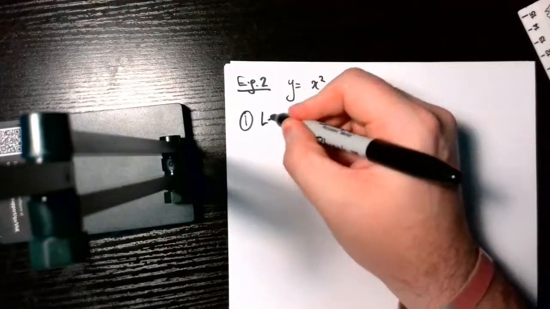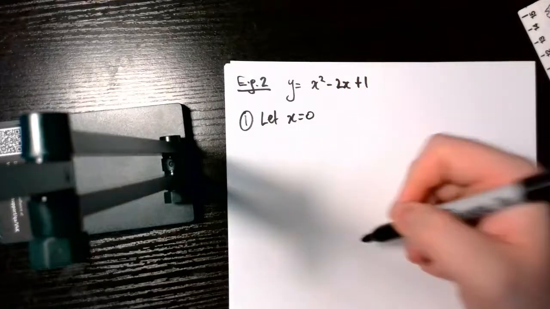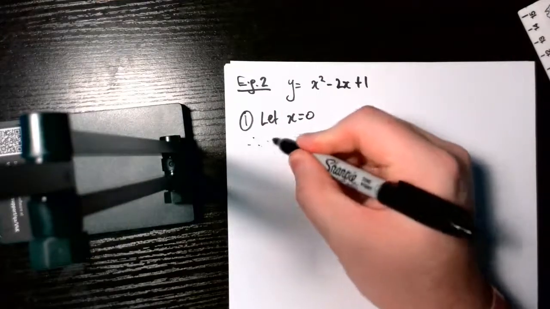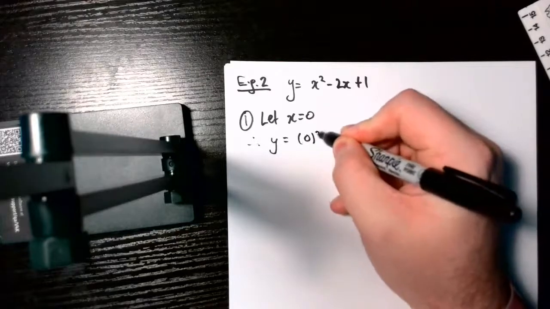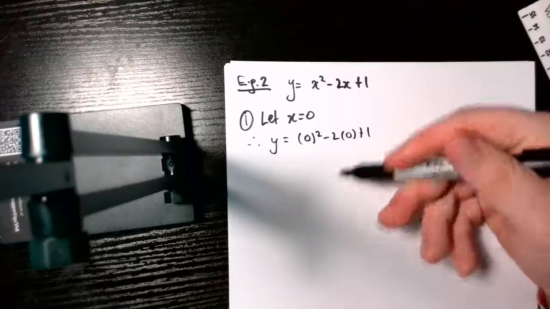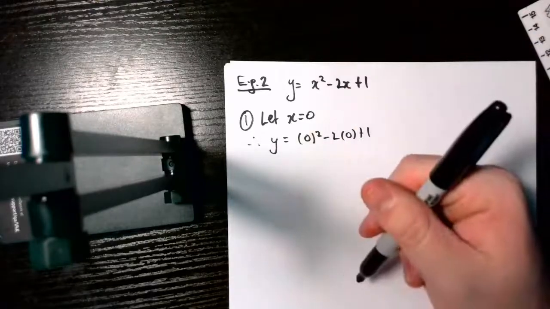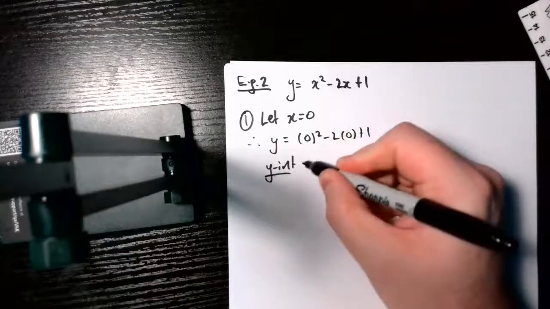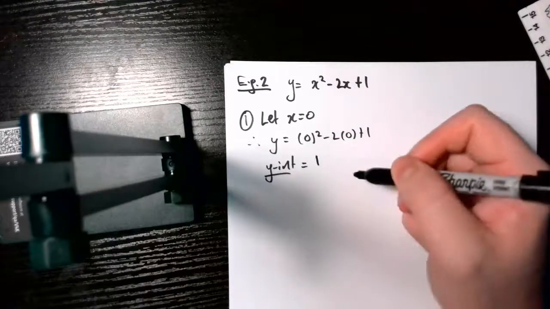Step 1, we're going to find the y-intercept. So we let x equal 0. This is going to find our y-intercept. Therefore, y equals 0 squared minus 2 times 0 plus 1. Remember, there is a faster way to do this, but I'm just showing you for the video's sake, so you understand what we're doing. So our y-intercept, after we've solved all of that, is just equal to positive 1.